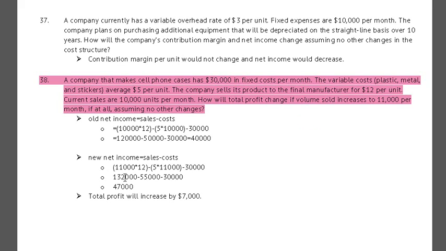132,000 as our sales, and then our variable cost will be $5 per unit times our 11,000 units, which gives us $55,000 variable cost, and we still have fixed costs of 30,000. That would give us a new net income of $47,000. So the difference between the old net income of 40,000 and the new net income of $47,000 means our profit will increase $7,000.